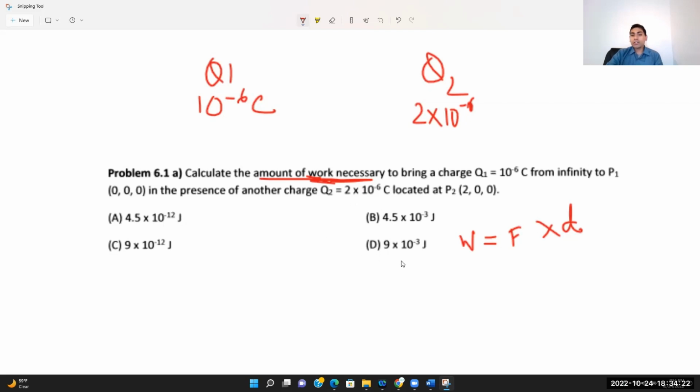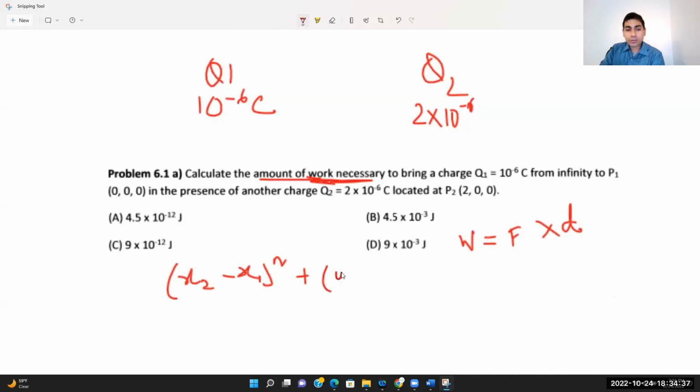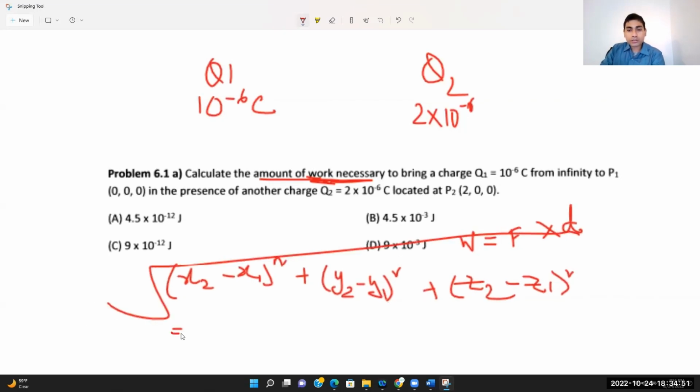Over here, the first thing would be to figure out the distance. How do I figure out that distance? For those of you who do not know how to figure out distance, it's usually given like this: square root of x2 minus x1 whole square plus y2 minus y1 whole square plus z2 minus z1 whole square. In this case, it's 2 minus 0 whole square plus 0 plus 0. So obviously you can figure out the distance is 2. So your distance is known.